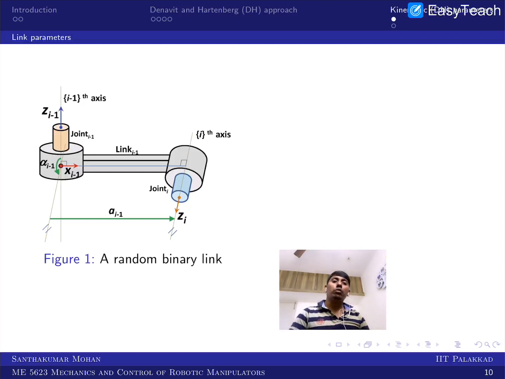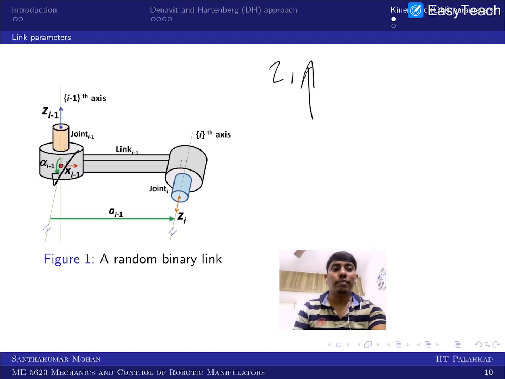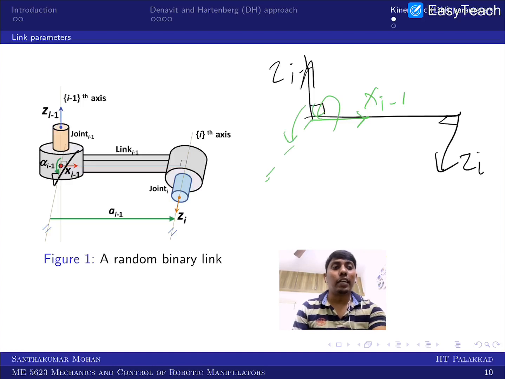The first thing you have to do is make the common normal between zi minus 1 and zi. That common normal is the axis of your rotation, in the sense xi minus 1. You fix that, and now you rotate about xi minus 1 in order to make zi minus 1 parallel to zi. This is zi minus 1, and this is my zi. Now I made the common normal, and this is my axis, which I call xi minus 1. I am rotating about this, so this much angle it would rotate. This angle I call alpha, rotated about the i minus 1 frame. This is alpha i minus 1.